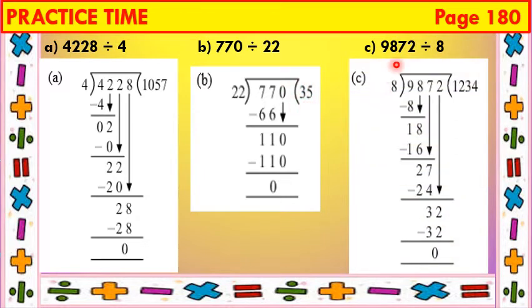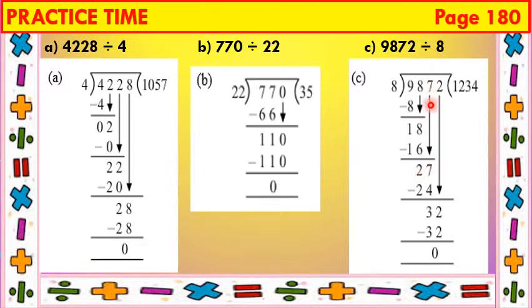C. 9872 divided by 8. First consider the digit 9. 9 is divisible by 8. 8 ones are is 8. Find the difference between 9 and 8. 1. Now put this 8 down. So 8 twos are is 16. Find the difference. So 8 minus 6 is 2. 1 minus 1 is 0.